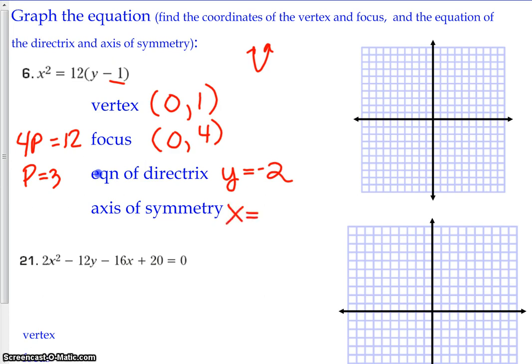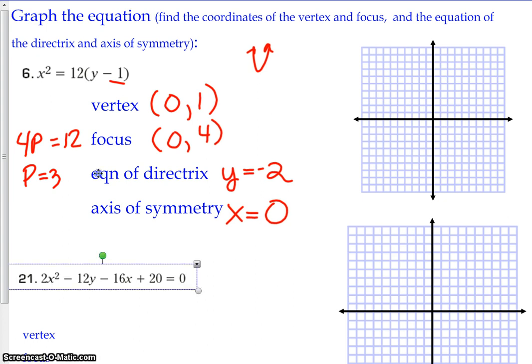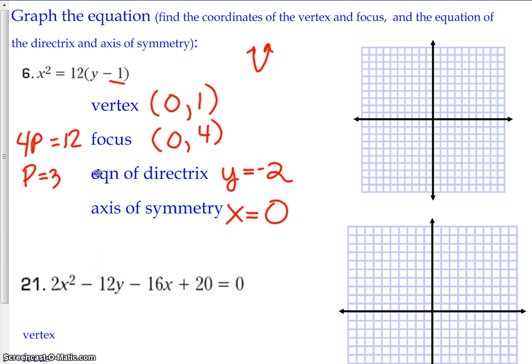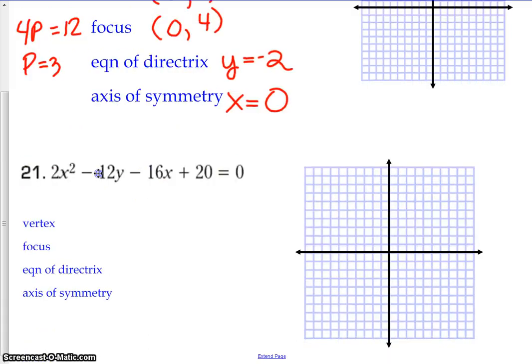My axis of symmetry is going to be really my x equals 0 axis. So that would be my axis of symmetry. So then my last step here is just to graph this. So say to yourself, okay, how do I graph this all?